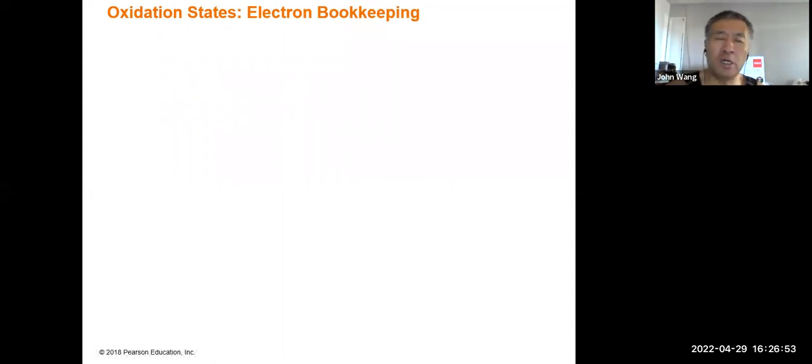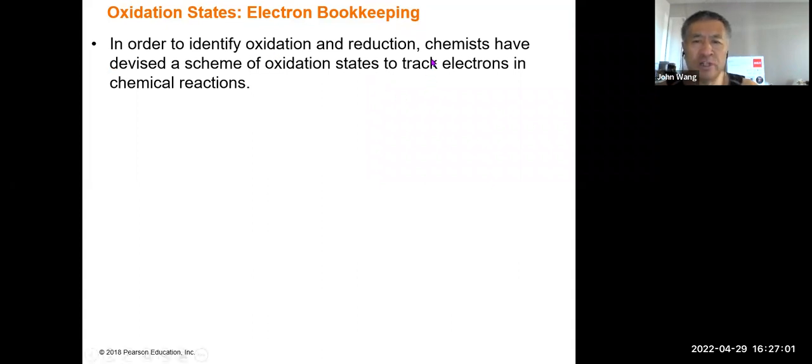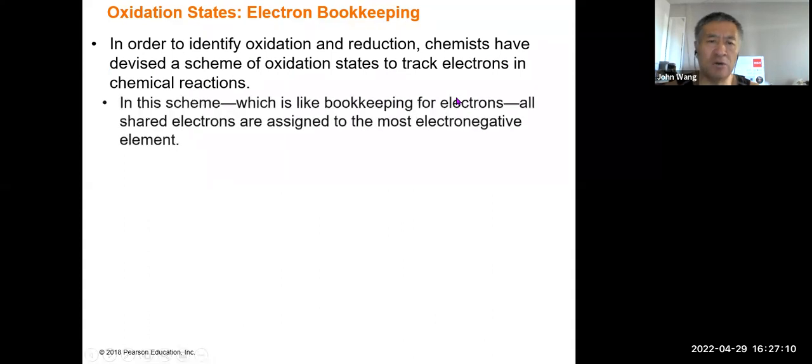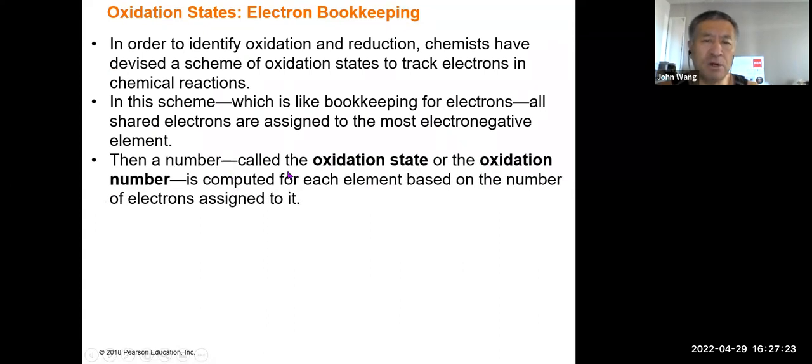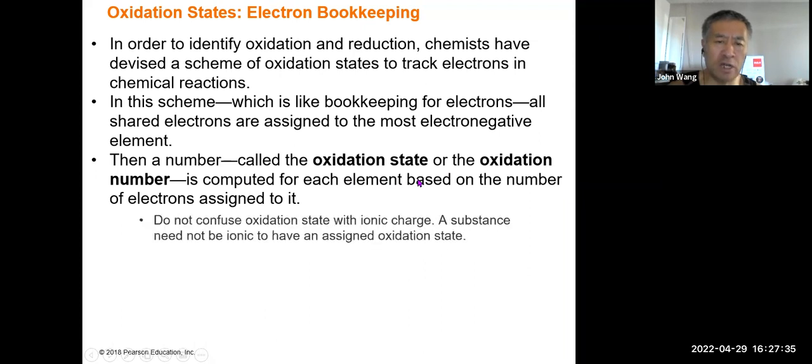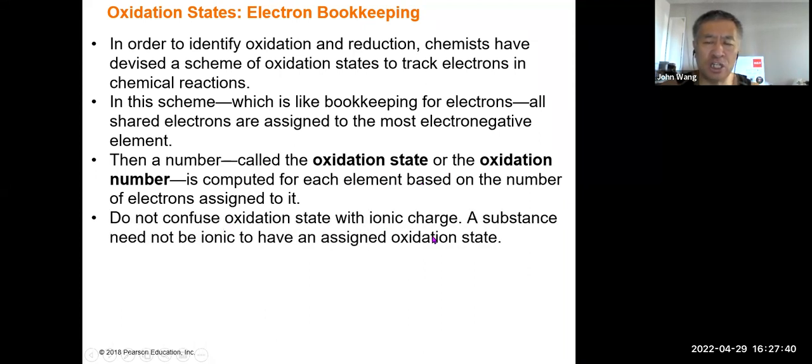There's a more general way to identify oxidation and reduction, which is using the oxidation state. In order to identify oxidation and reduction, chemists have devised a scheme of oxidation states to track electrons in chemical reactions. In this scheme, which is like a bookkeeping of electrons, all shared electrons are assigned to the most electronegative element. Then a number called the oxidation state or oxidation number is computed for each element based on the number of electrons assigned to it in the structure. Do not confuse oxidation state with ionic charge. Sometimes they will be the same, but sometimes we don't have an ionic charge for some element. A substance need not be ionic to have an assigned oxidation state.